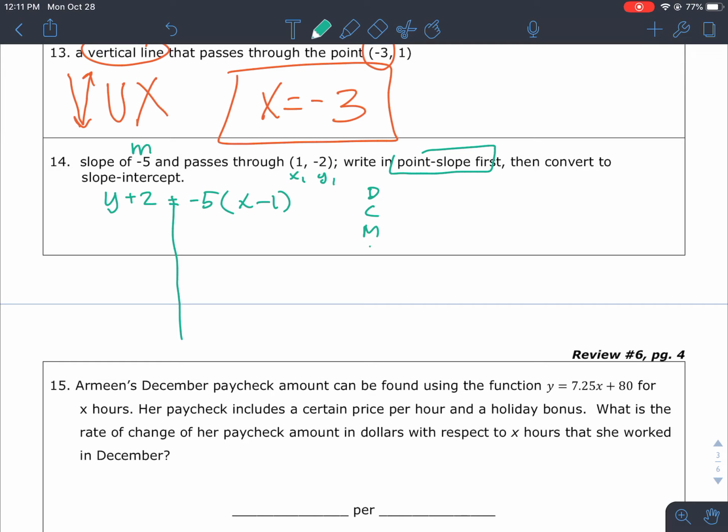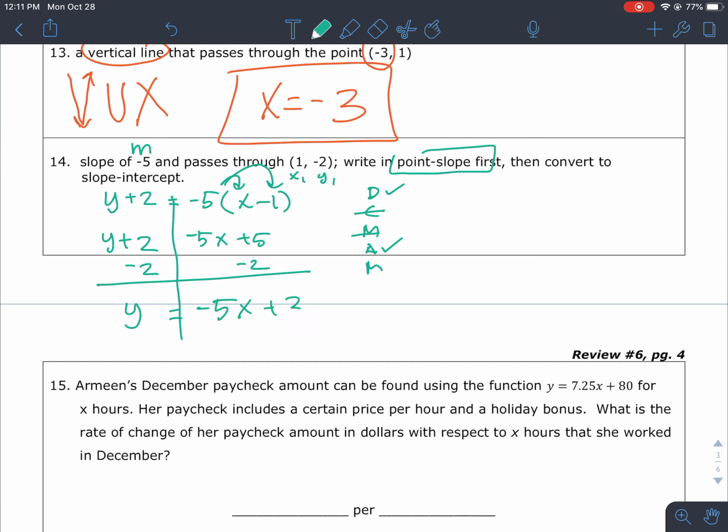So using don't call me after midnight, I do have to distribute because I see those parentheses. So -5x plus 5, and rewrite the left side. I don't need to combine or move, but I do need to add or subtract. So I'm going to subtract 2, and I'm left with y equals -5x plus 3. And that is actually now in slope-intercept form.